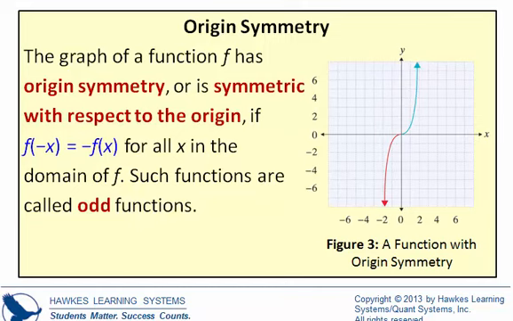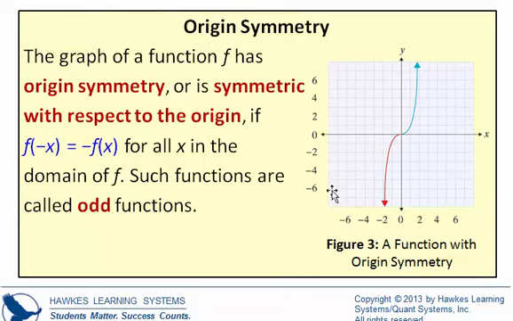We also have symmetry with respect to the origin. The graph of a function f has origin symmetry, or is symmetric with respect to the origin, if f of negative x is equal to negative f of x for all x in the domain of f. Such functions are called odd functions.